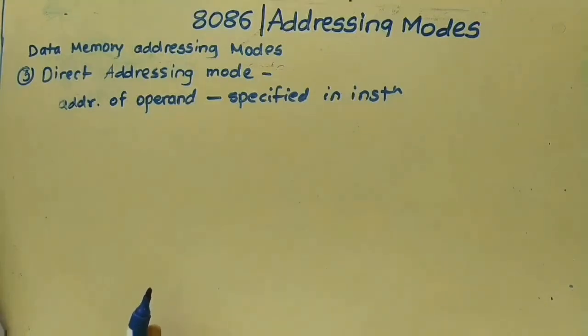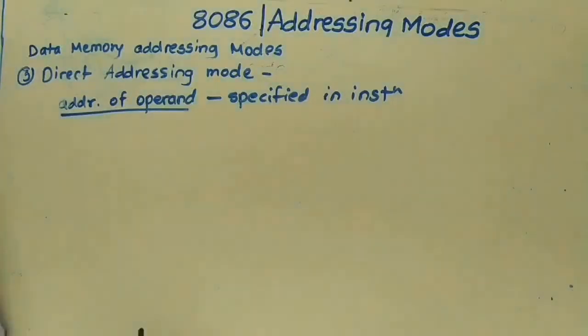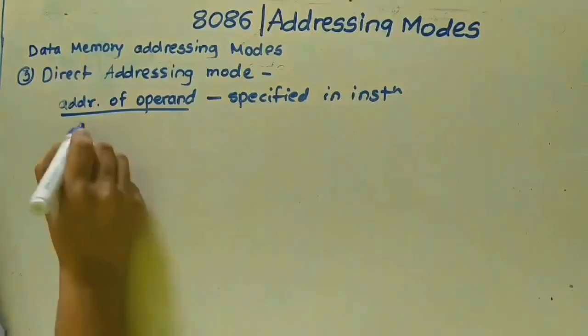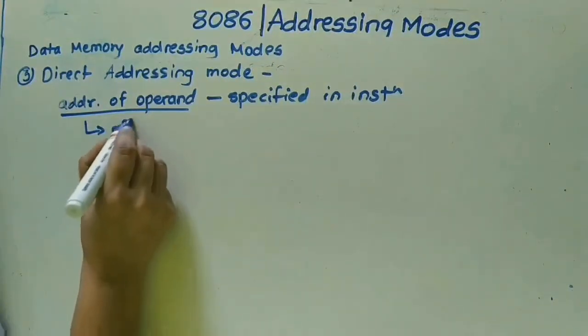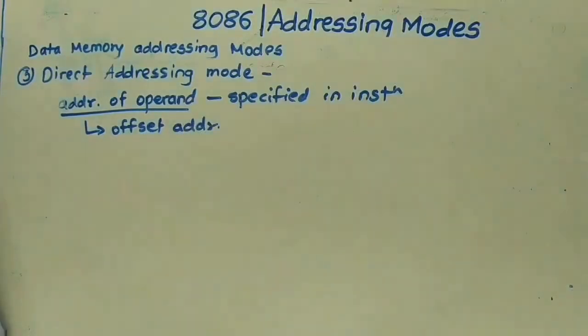Here the physical address is not specified, but only this address of the operand, which is nothing but the offset address. Means only the offset address is specified in the instruction.